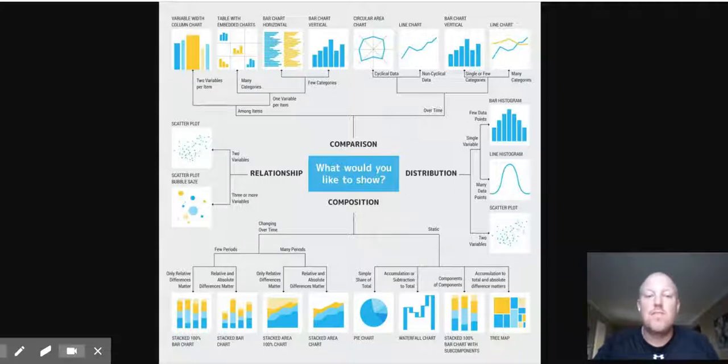So first of all, there are lots of different types of graphs, as this picture shows, that can be used for lots of different things, whether you're showing the relationships between two different variables, composition, distribution, comparing things. You can see dozens here. We're going to talk about three particular types of graphs.